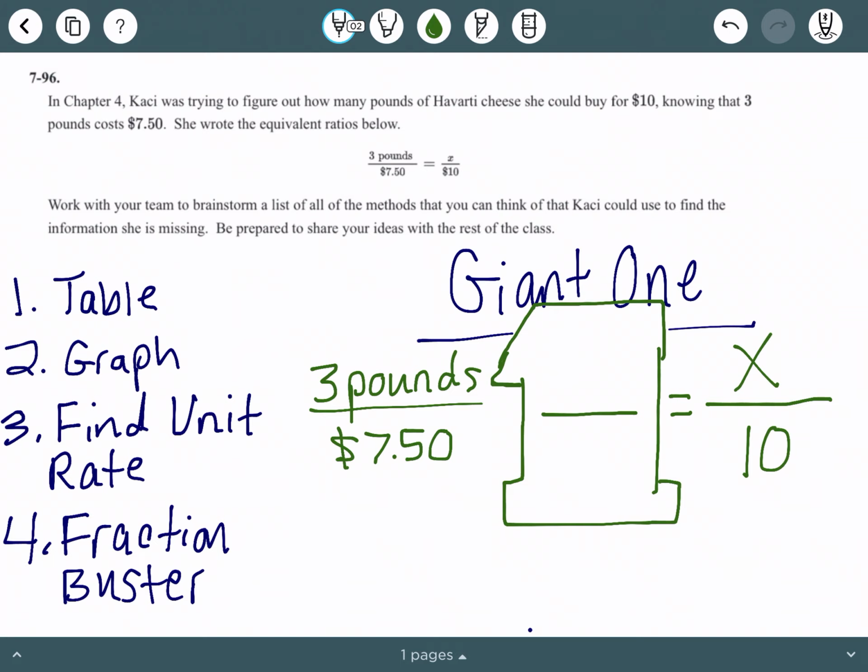Work with your team to brainstorm a list of methods that Casey could use to find the information she is missing. Be prepared to share your ideas with the rest of the class.